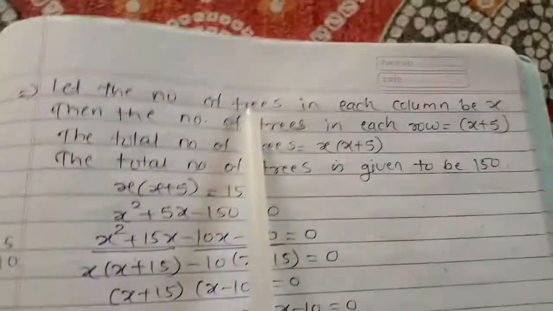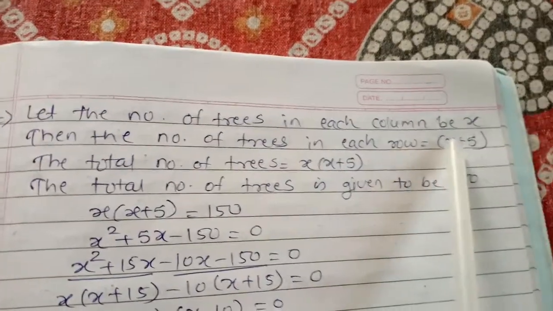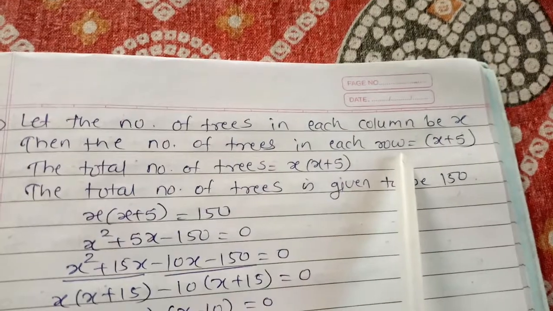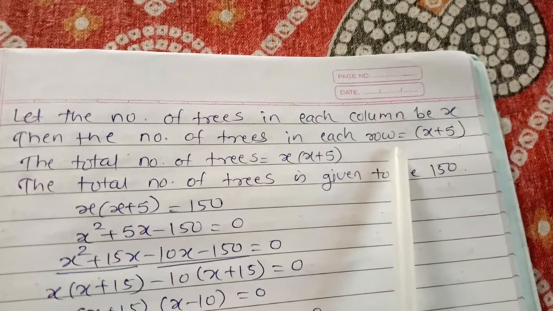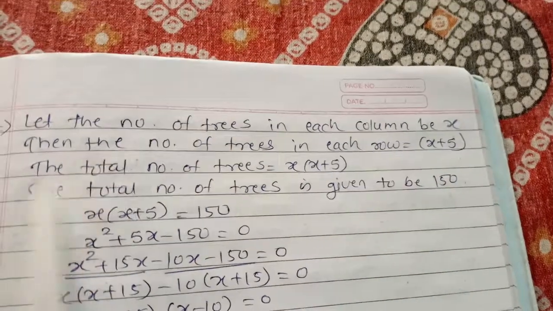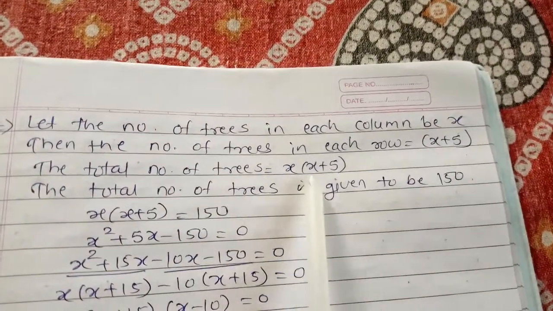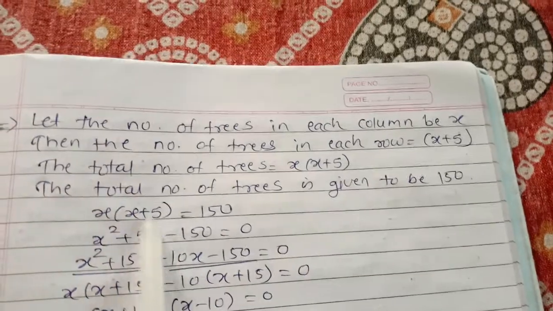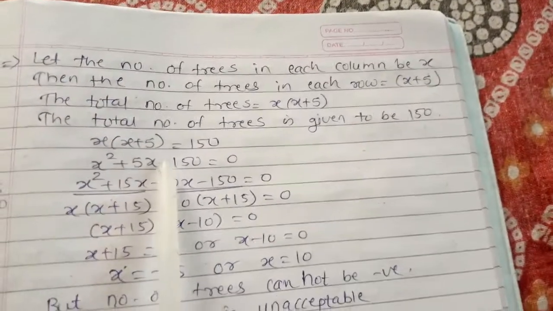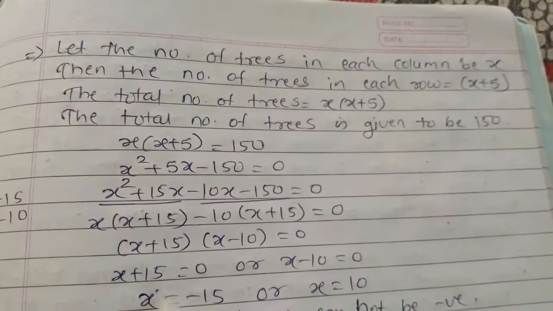So हर एक कॉलम में जो trees हैं वो हम x ऐसे consider करें. Then the number of trees in each row: since we are given that there are 5 more than the number of trees, it is x plus 5. So the total number of trees is x into x plus 5. The total number of trees is given as 150. So from the given condition we can write x into x plus 5 is equal to 150.